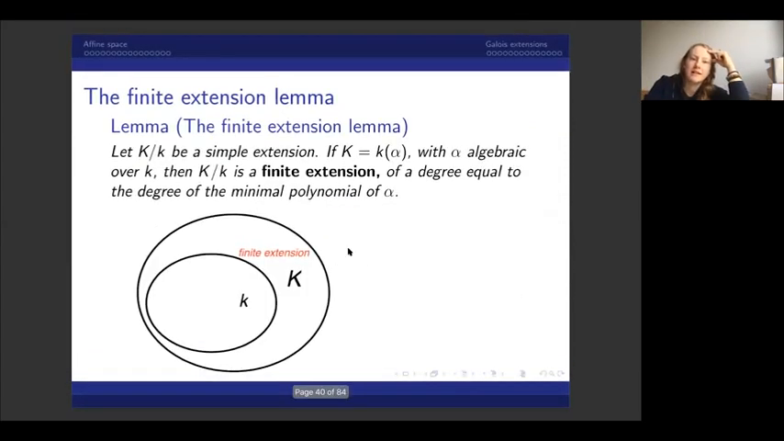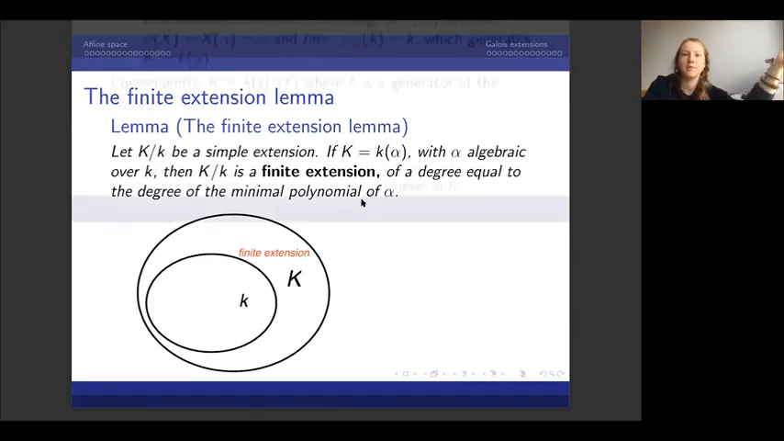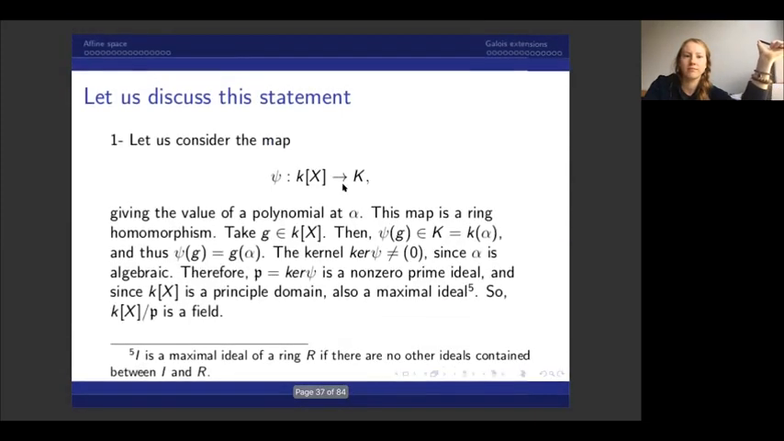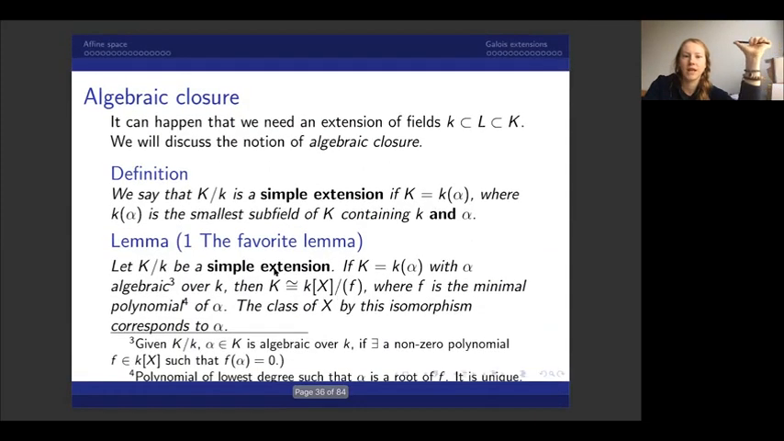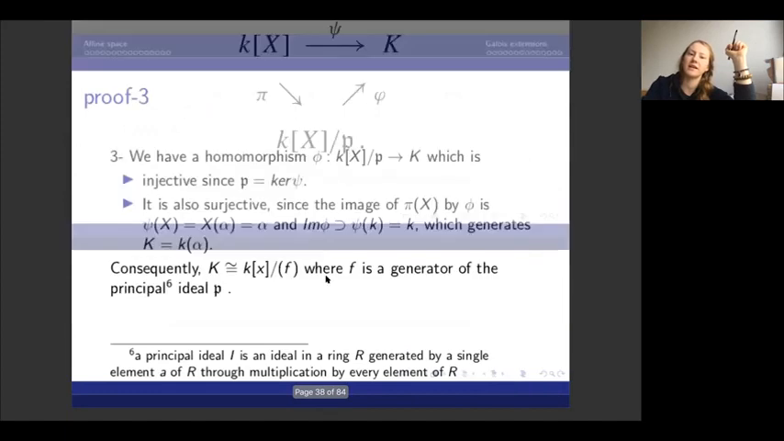So we need, as I said, the favorite lemma. We want to prove that if this is true, then you have a finite extension. As we show, if capital K is K of alpha, then you can write capital K as this quotient of k[X] mod f. So let's use that.